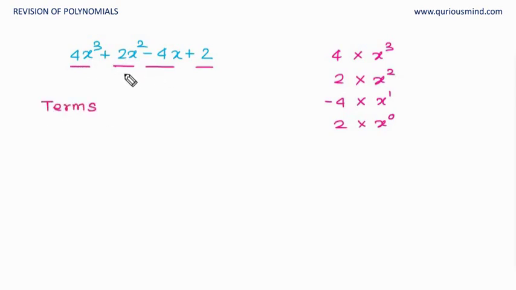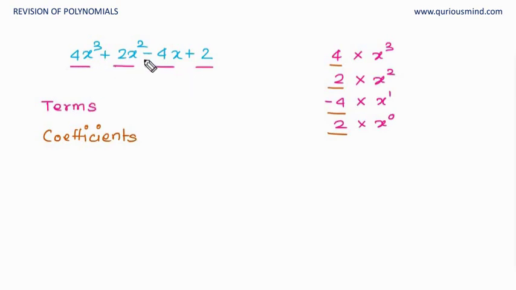Terms of a polynomial. And in these terms, the non-alphabetic component or the numeric component, here it is 4, here it is 2, here it is minus 4, here it is 2 again. These numeric components are called coefficients. So this is what we learned, how a polynomial is made. A polynomial is made by multiplying the coefficients with the variables. We get terms, and when we add terms, we get a polynomial.